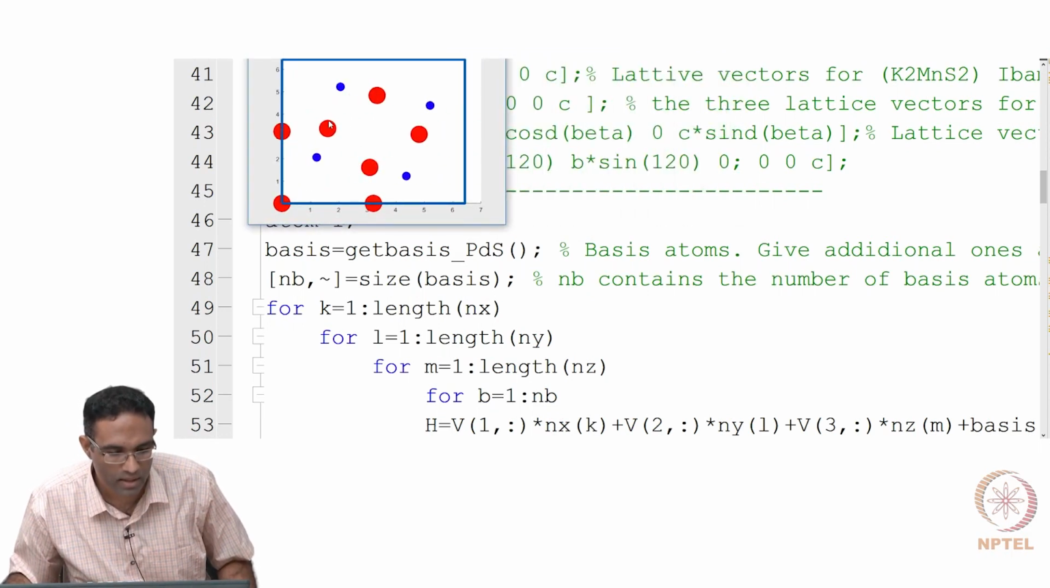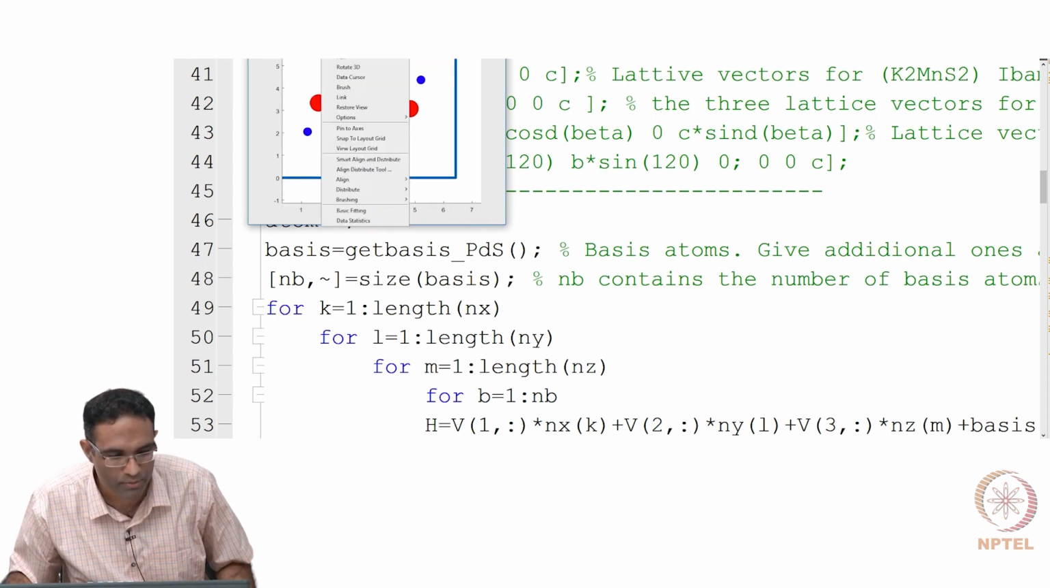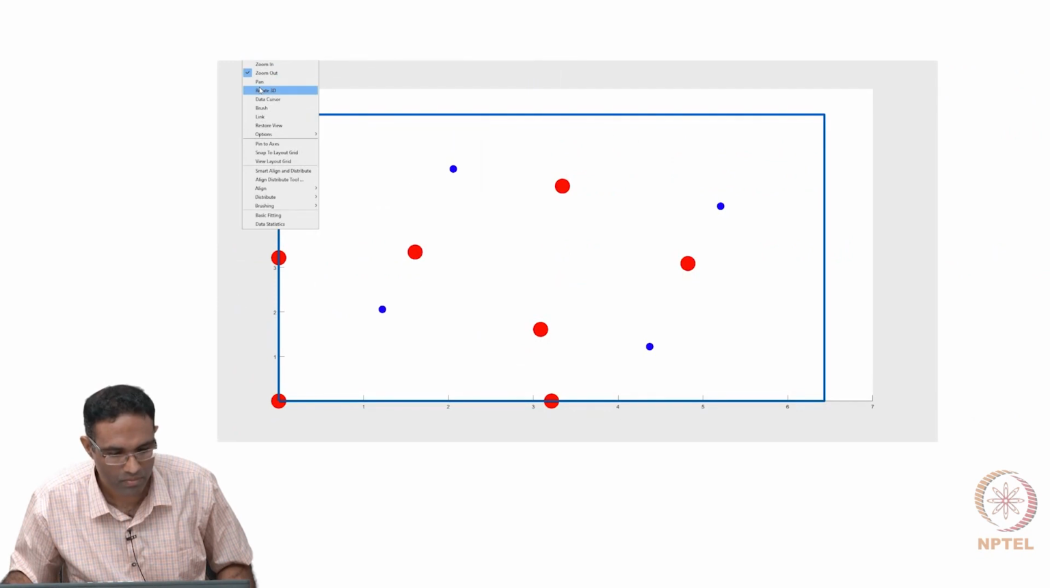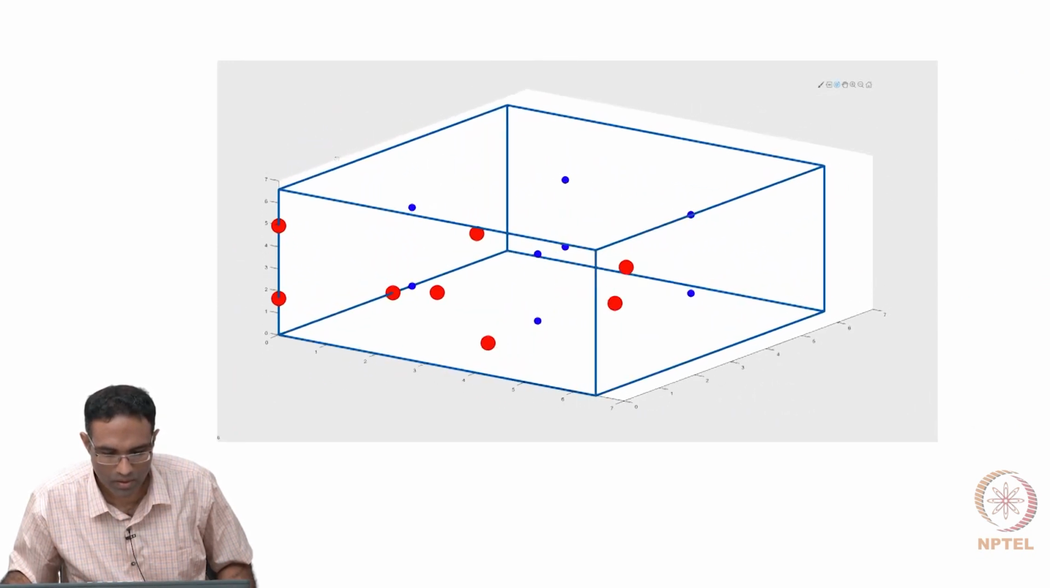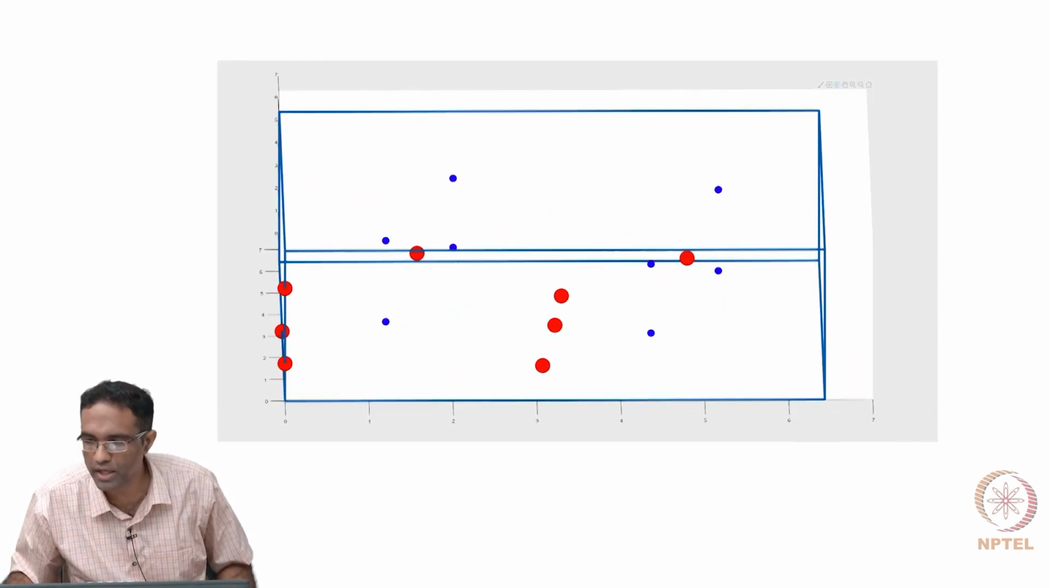So these are, I think, the palladium atoms, and the other ones are probably the sulfur atoms. So this is how you generate the structure.